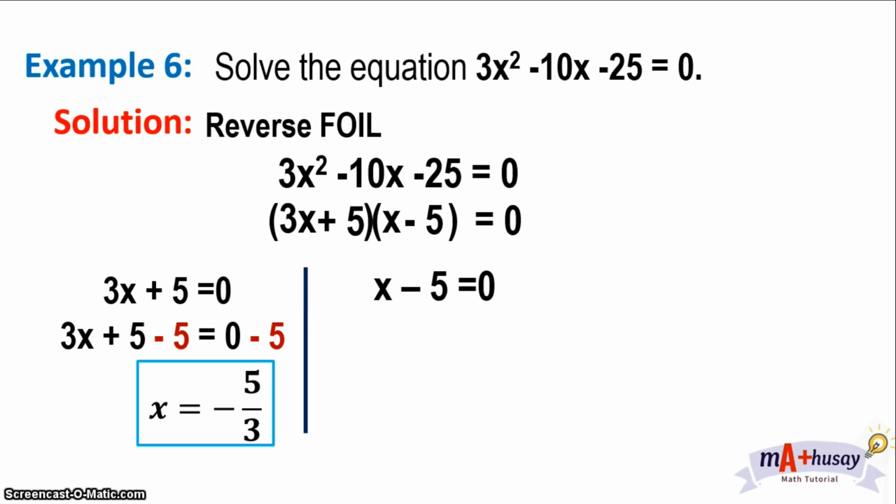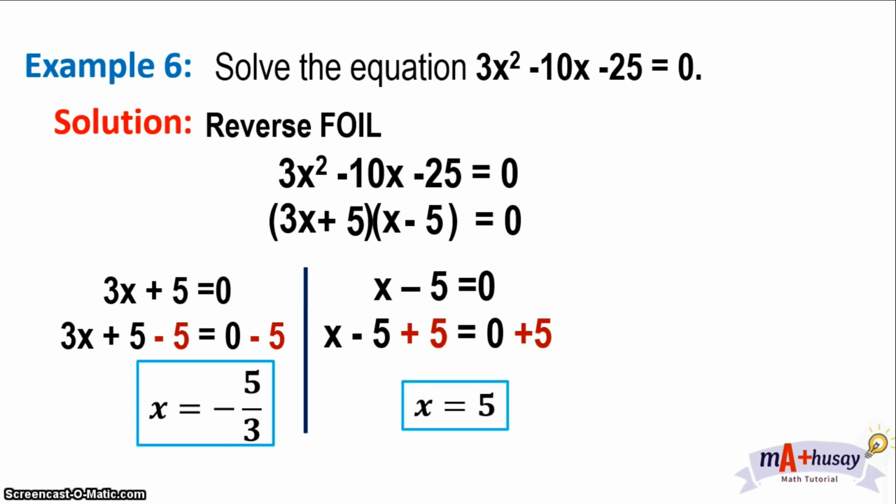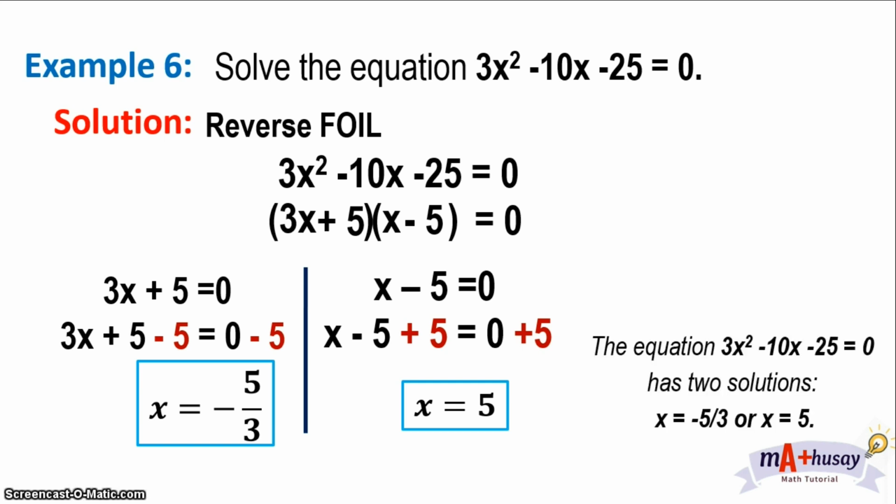So you have to divide both sides of the equation by 3. So the value of x is negative 5 over 3. On the other side, we have x minus 5 equals 0. So you have to add positive 5 to both sides of the equation. So you'll have the value of x is equal to positive 5. So in this case, we have two solutions. So the solutions are negative 5 over 3 or 5.